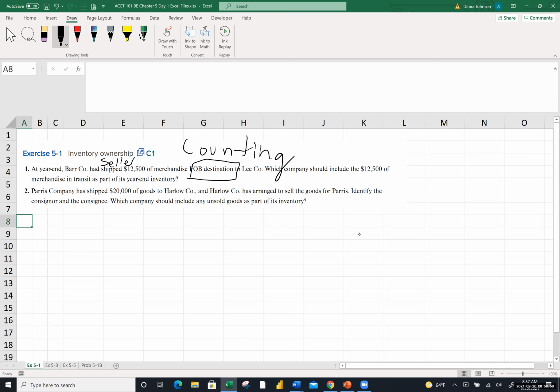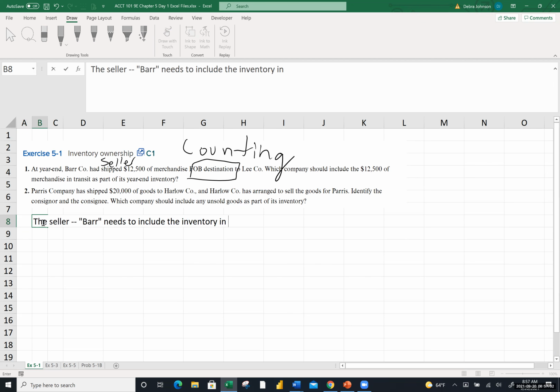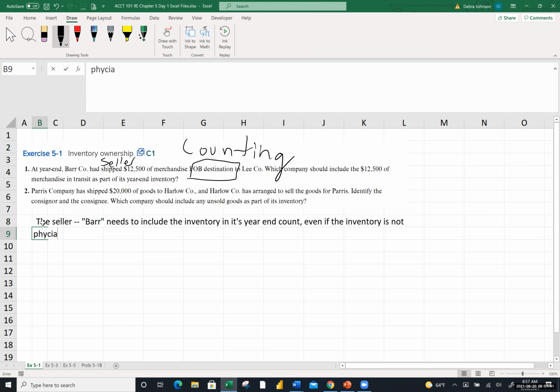What FOB destination means is the seller owns the goods until they are delivered. So here's what this question says. Which company should include the 12,500 of merchandise in transit as part of its inventory? The answer to that is the seller. The seller is Bar, and Bar needs to include the inventory in its year-end count, even if the inventory is not physically in its store.